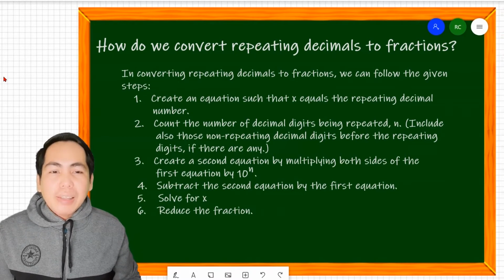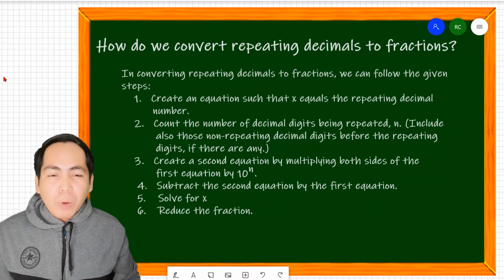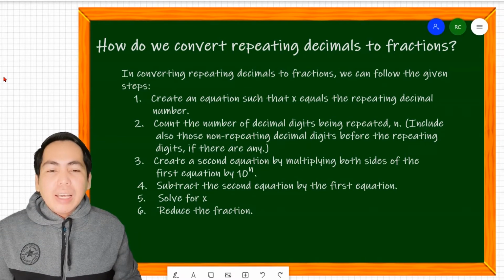Third, create a second equation by multiplying both sides of the first equation by 10 raised to the power of n. Fourth, subtract the second equation by the first equation. Fifth, solve for x. And finally, reduce the fraction when possible. So let us have examples.